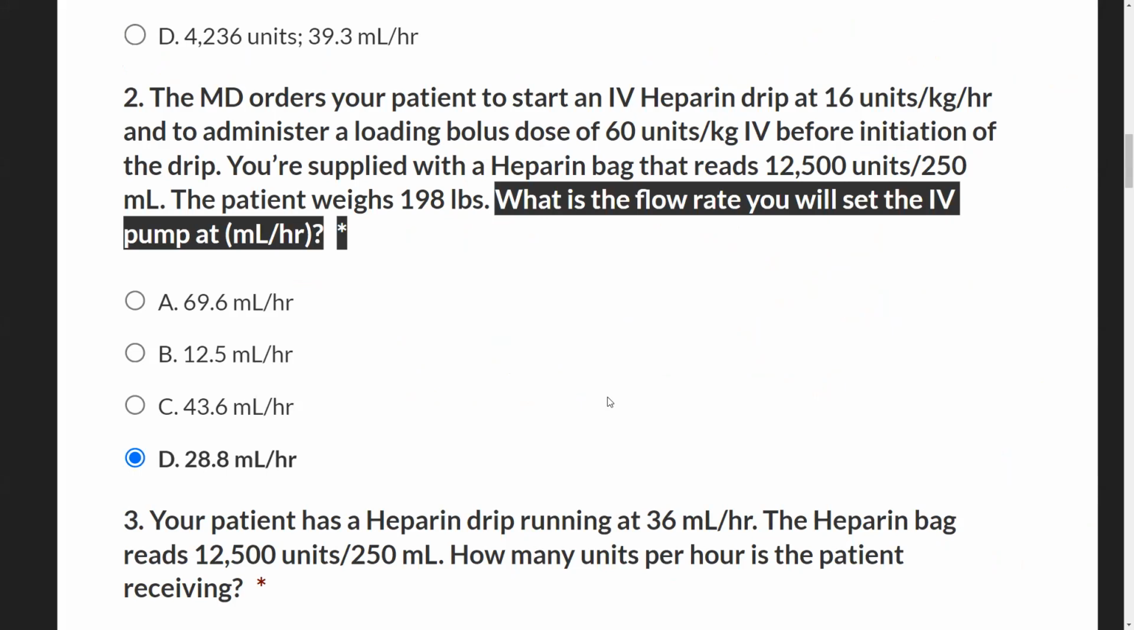Now, if I asked you what the bolus was, it would be easy. You would just take that 60 and multiply times that 90, because 90 was our kilograms. So if I was going to give a bolus here, it would be 5,400 units. Not that hard. It's not that hard. I just don't ask you to do it, but you should know how to do it.